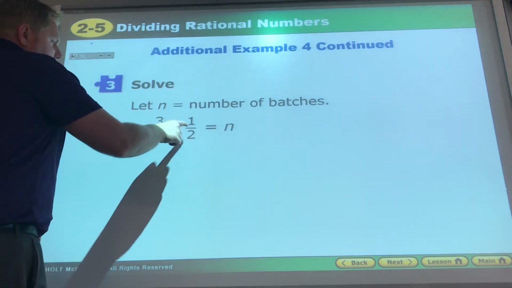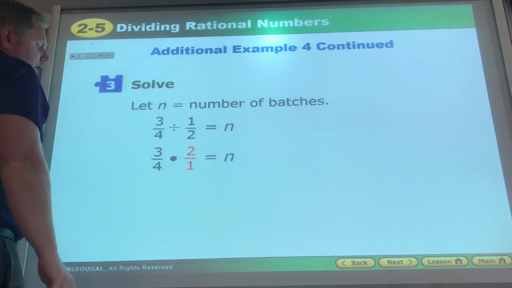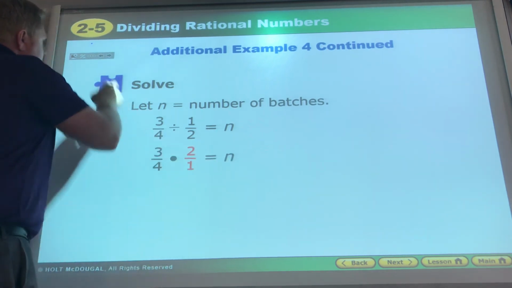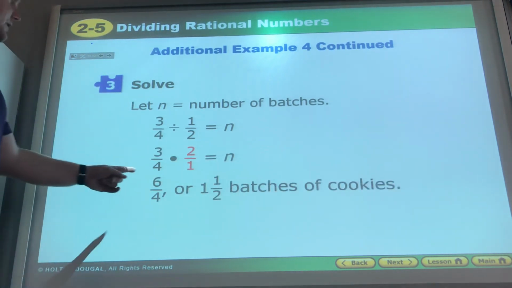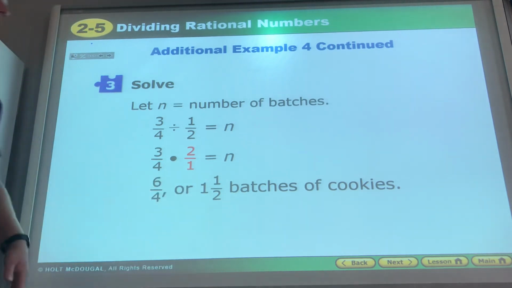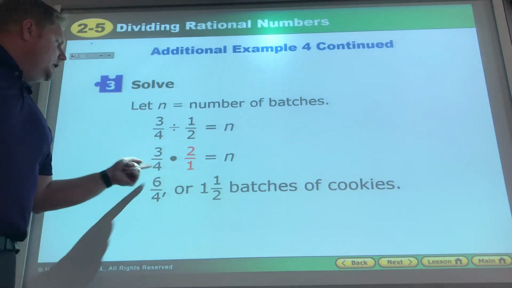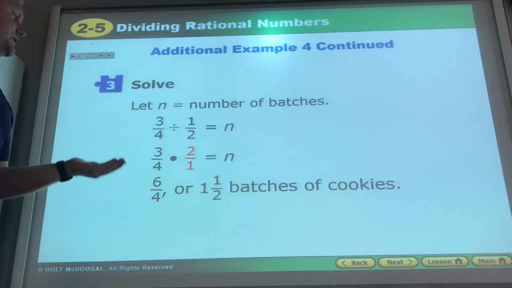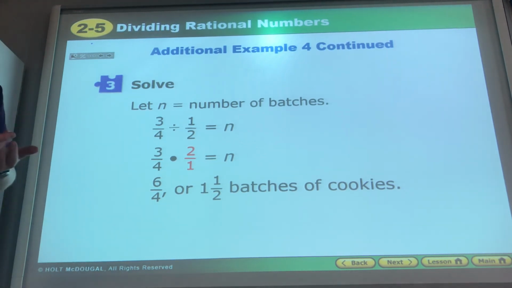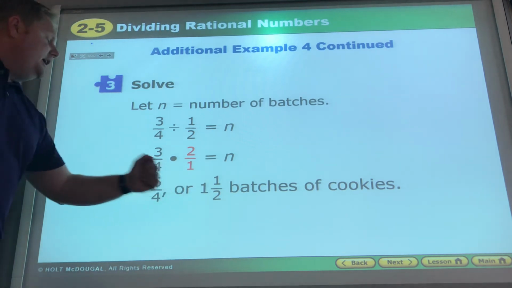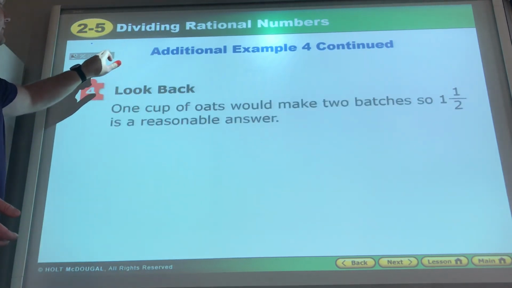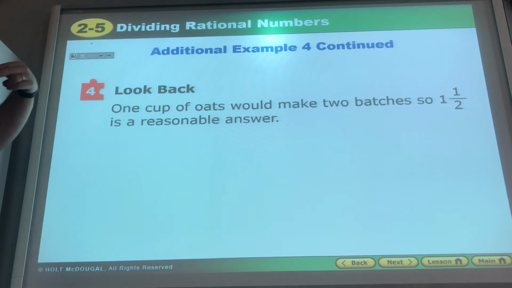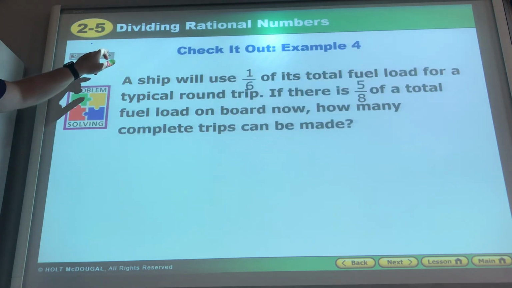Amount we have divided by amount that's there. Literally it means 3/4 times 2. So you can get 6/4 or 1.5 batches. And if we think about that, 3/4 minus 1/2, that leaves 1/4. 1/4 is half of 1/2. 1.5 makes sense. 1 cup of oats would make 2 batches, so 1.5 would be a reasonable answer.